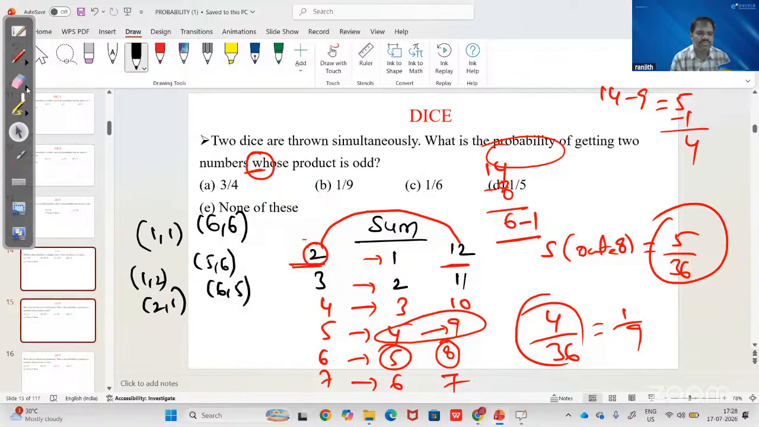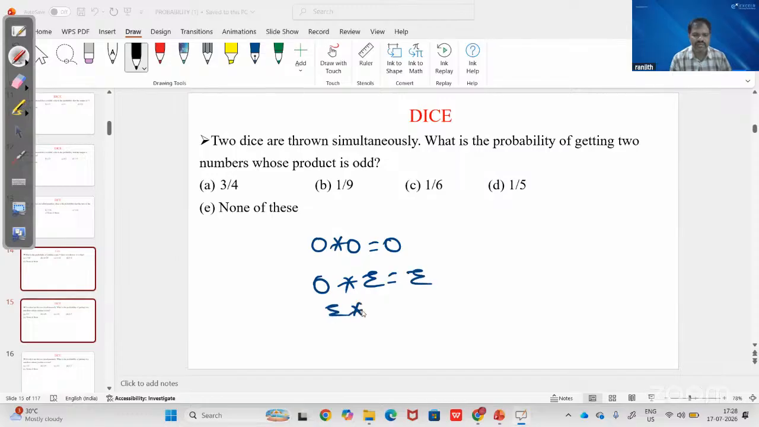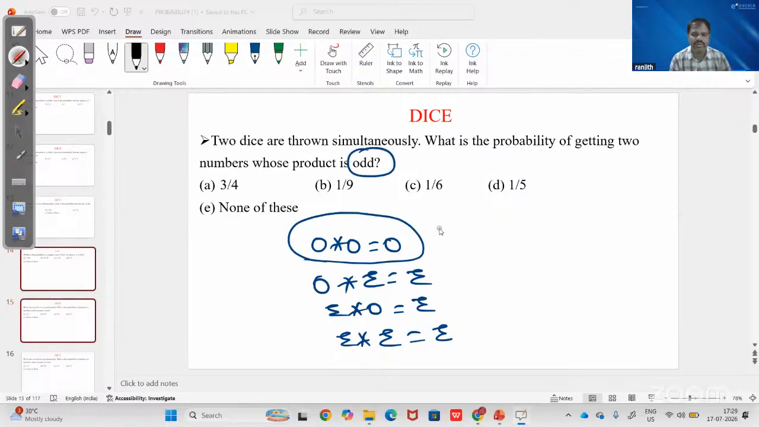Next. When two dice are thrown simultaneously, what is the probability of getting two numbers whose product is odd? Two dice are thrown. What are the possible cases we are having? Odd into odd will be equal to odd. Odd into even will be equal to even. Even into odd will be equal to even. Even into even will be equal to even. We need to find out whose product is odd. So only one possible case.